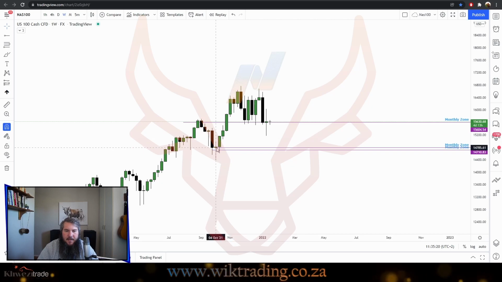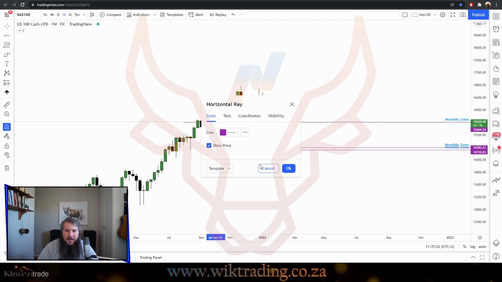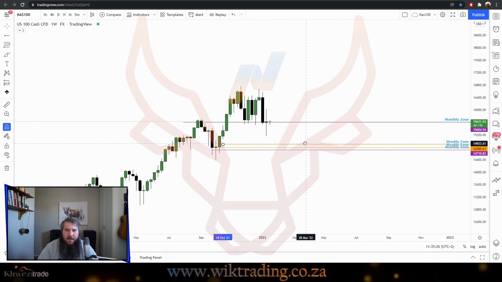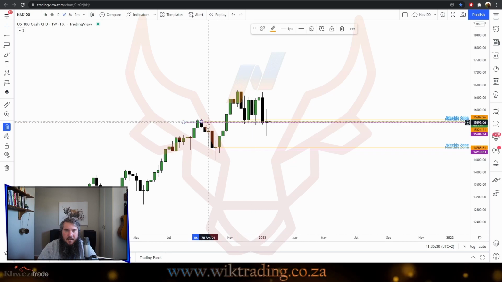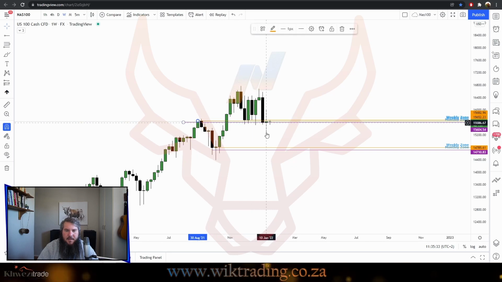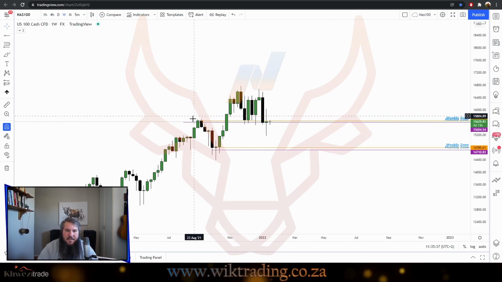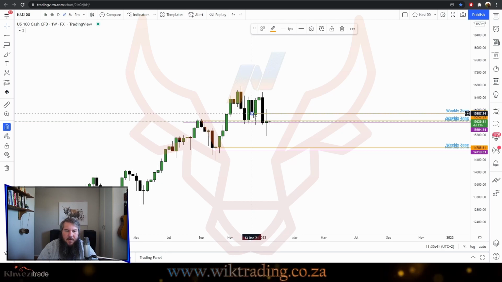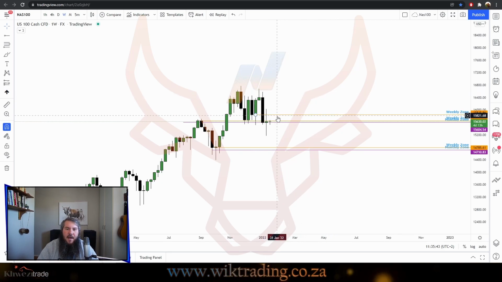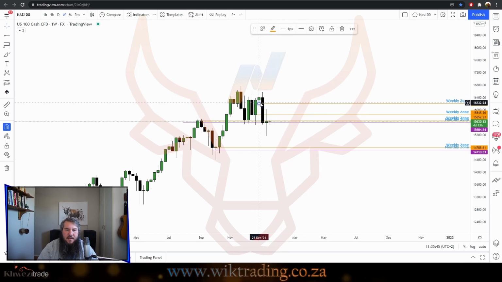We've got one here at the bottom there. Change the template, weekly zone, there we go. And then we start moving up to see other zones. We've got one here, we've got one here. So those two are just so close to each other. I'm going to take the second one away and just focus on the first one, as that is the one that's being respected by the second one. And then use that one as well.